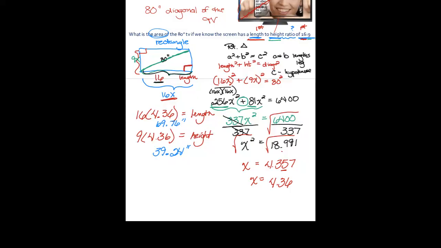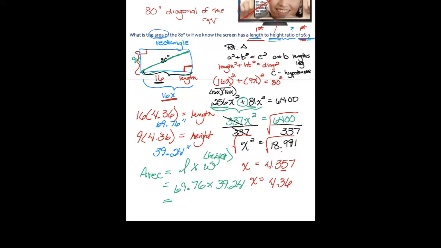No, we're trying to find area. Area of a rectangle is what formula? Length times width, or length times height, which happens to be what our width is here. So multiply those. 69.76 times 39.24. And what do we get for the area? 2,737.82382. And this would be inches squared.